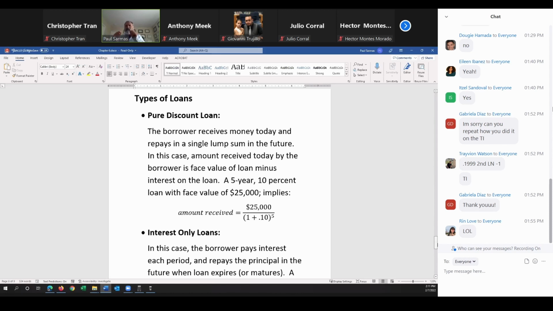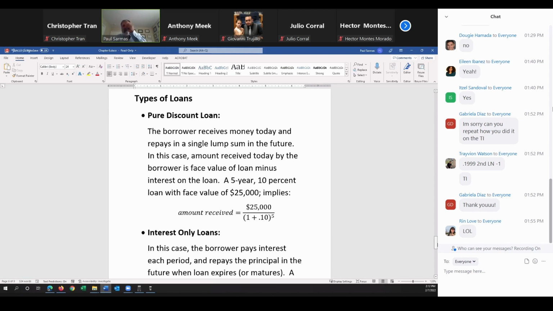The lender will take $12,500, the interest of that loan for 5 years, subtract it from the amount of the loan, 25,000, and will give you a check for the remaining amount. That is 12,500.